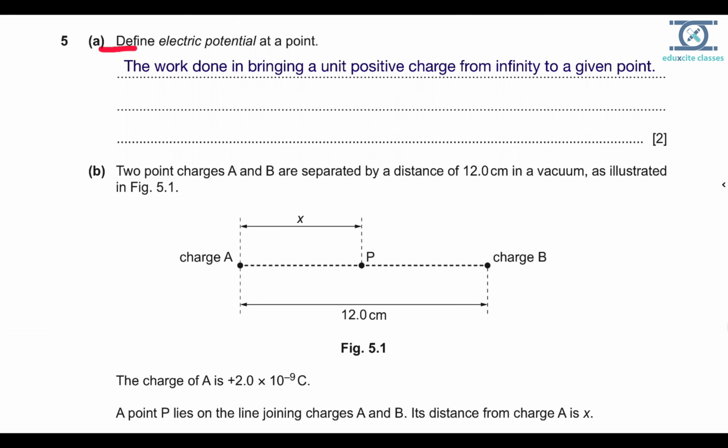The simple one: define electric potential at a point. We have learned that the work done in bringing a unit positive charge from infinity to a given point is known as electric potential. That is, V equals work done per unit charge, where Q stands for the charge moved from infinity to a given point. So these are the keywords: bringing a unit positive charge, that is work done, from infinity to a given point.